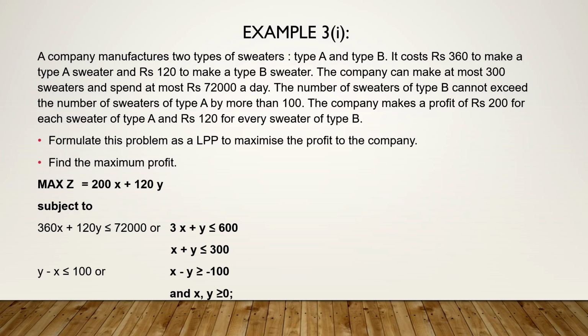Third condition, number of sweaters of type B cannot exceed number of sweaters of type A by more than 100. That means your difference of y minus x, type B sweater minus type A sweater, should be less than or equal to 100. It cannot be more than 100, means it should be less than or equal to 100. That means y minus x should be less than or equal to 100, or x minus y greater than or equal to minus 100. Both the things are same. And last thing is x and y should be greater than or equal to 0. This is the non-negativity state.